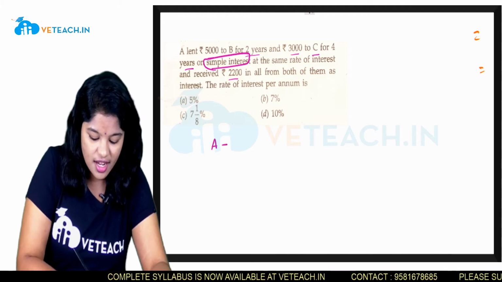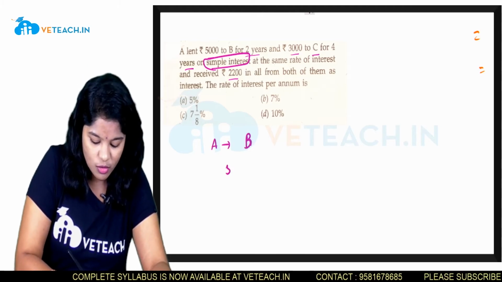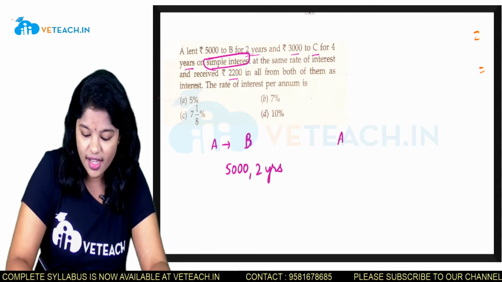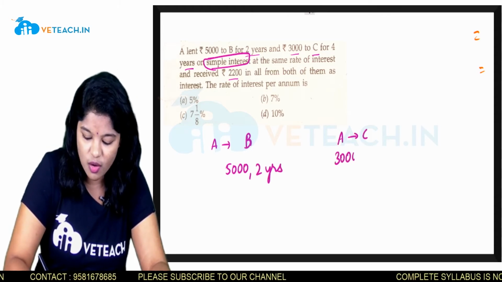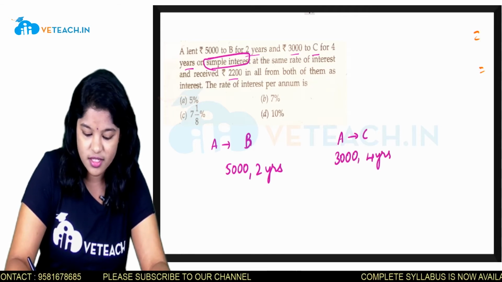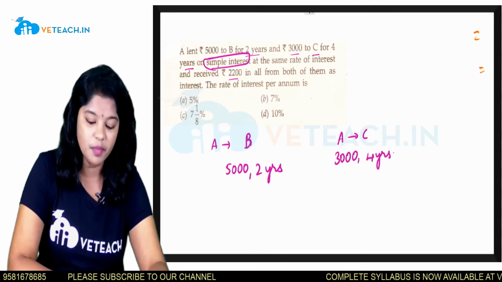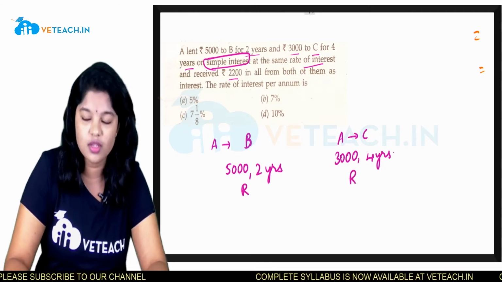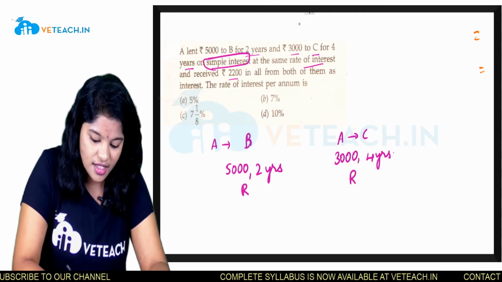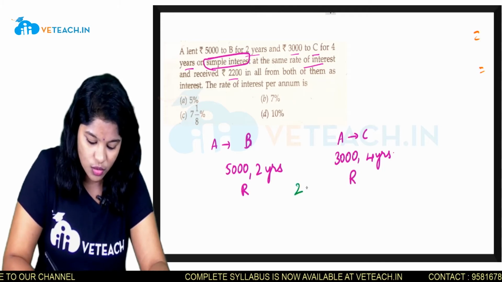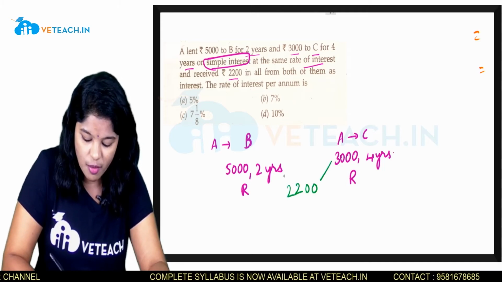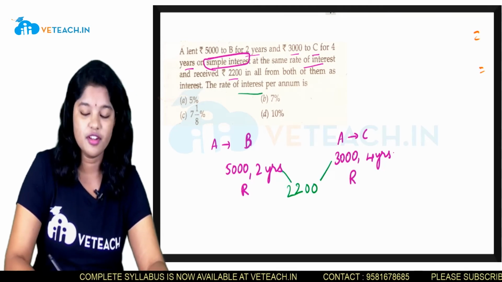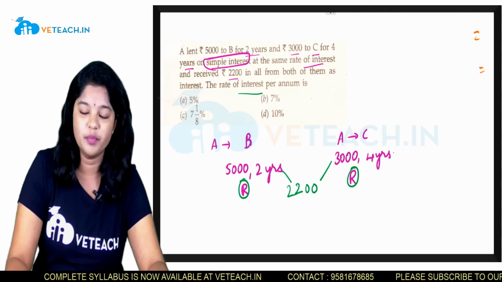So first, A lent to B an amount of 5,000 rupees, that too for 2 years. Next, A lent to C an amount of 3,000 rupees for 4 years. That too on simple interest, and the rate of interest is also the same. So here the rate of interest is R and here also the rate of interest is R. And he received an amount of 2,200 rupees from both of them as interest. So what will be the rate of interest? Now we should find this R value.